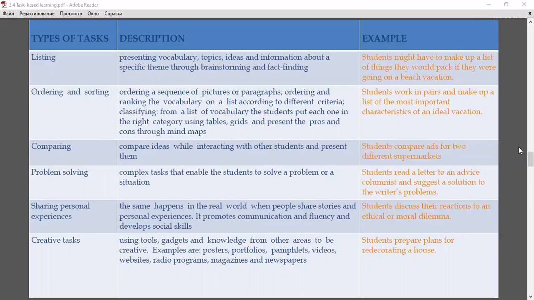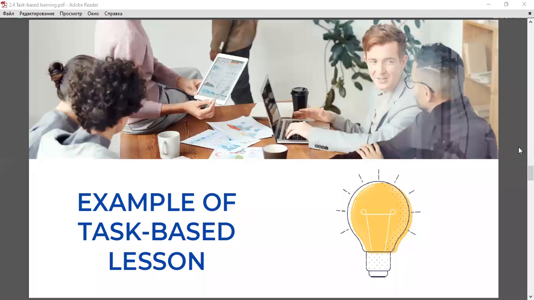Examples are posters, portfolios, pamphlets, videos, websites, radio programs, magazines, and newspapers. Students prepare plans for redecorating a house. Now, we would like to show a sample of a task-based lesson.